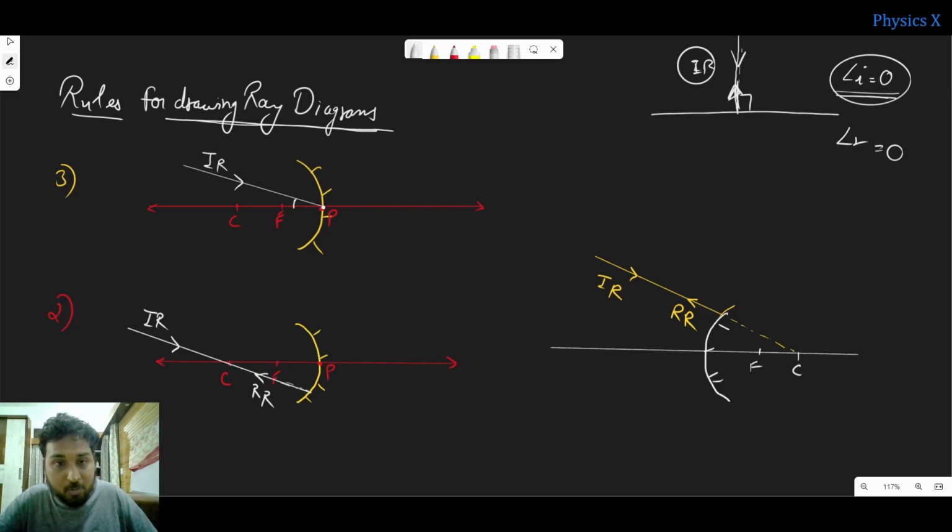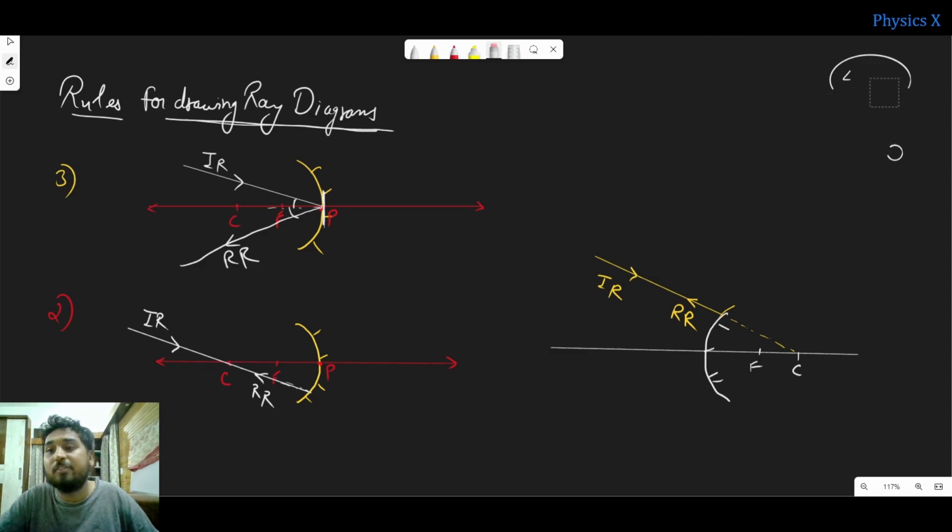Now if I consider the pole, at the pole this will be completely 90 degrees. This will be your surface at the pole, so this will be the normal. So what will be happening? The reflected ray will be such that these two angles will be equal. This is nothing but the third rule for drawing ray diagrams for spherical mirrors. Now let us consider this in the case of a convex mirror also.